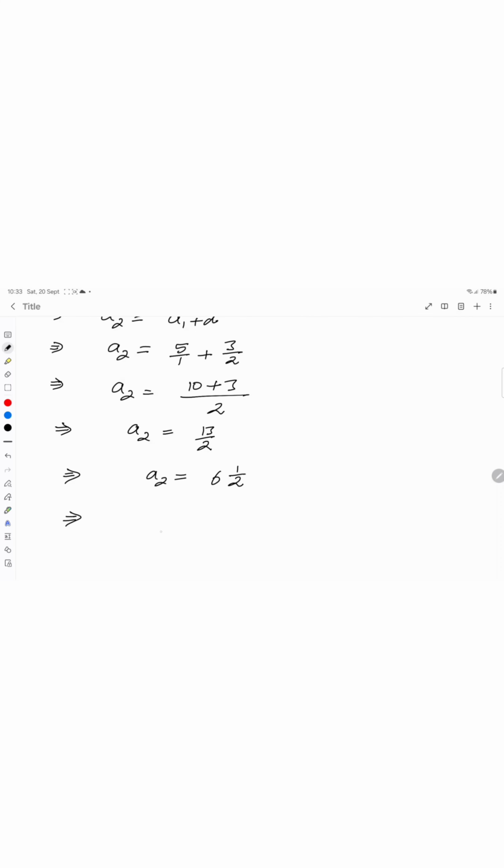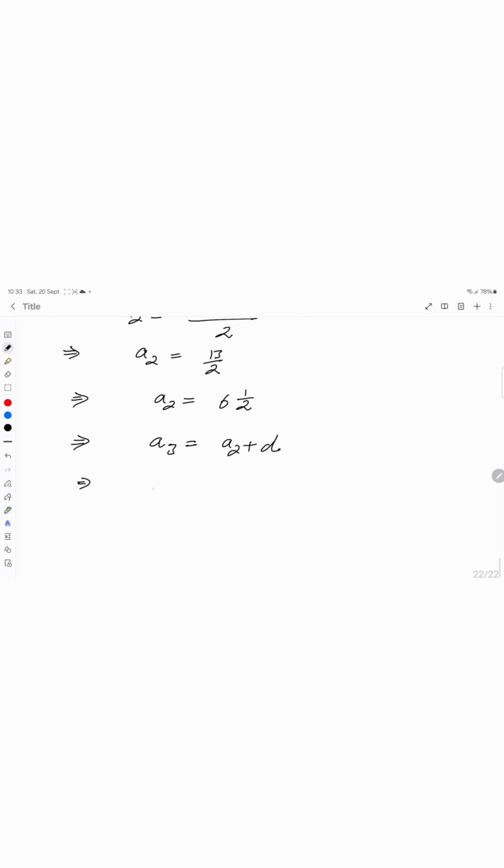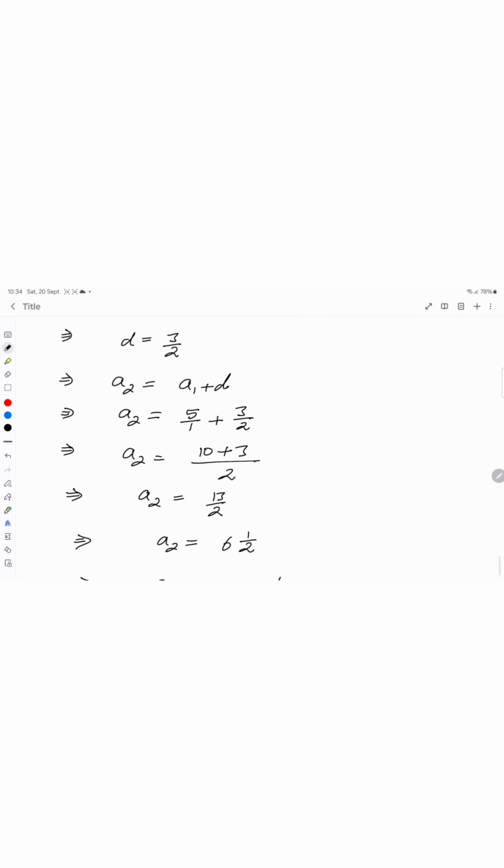Now we have to find out value of third term, a3. a2 plus d, a3 की वैल्यू निकालने के लिए a2 में d की वैल्यू ऐड करेंगे. वैल्यू ऑफ a2 is 13/2 and value of d is 3/2.